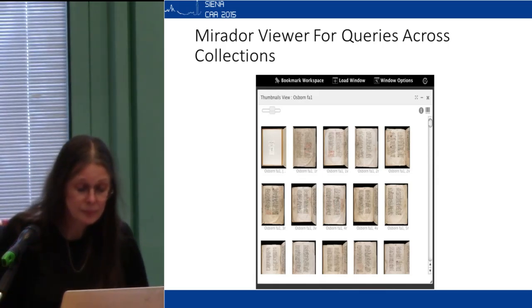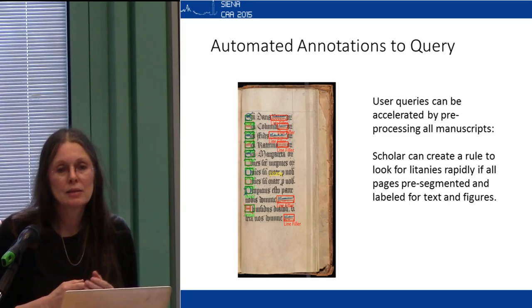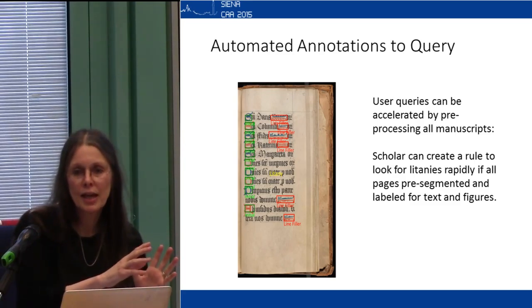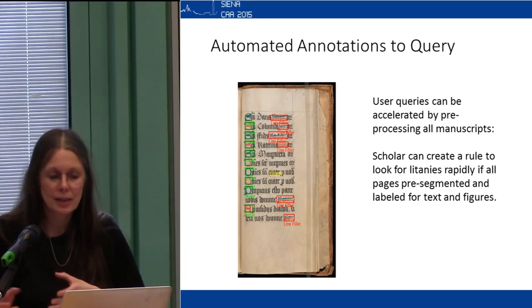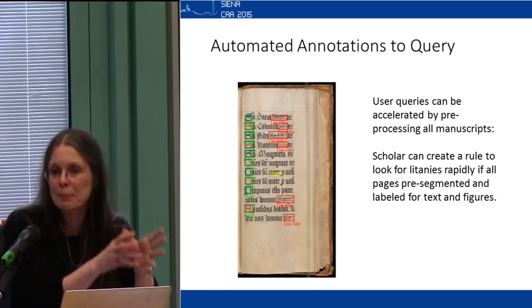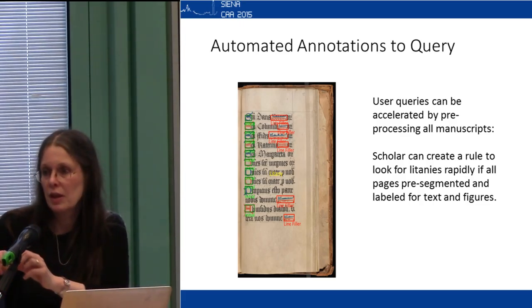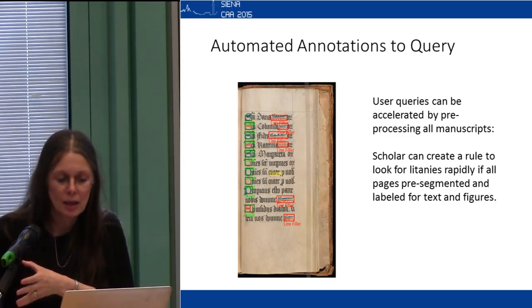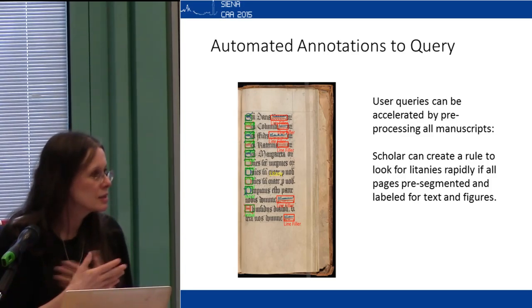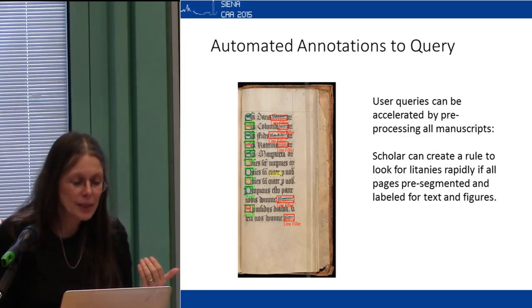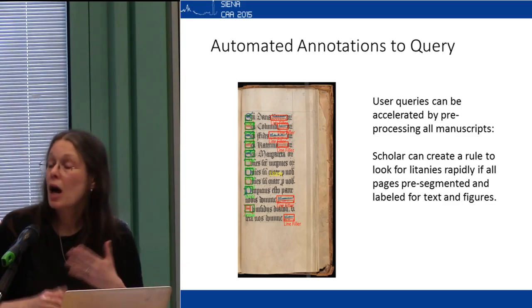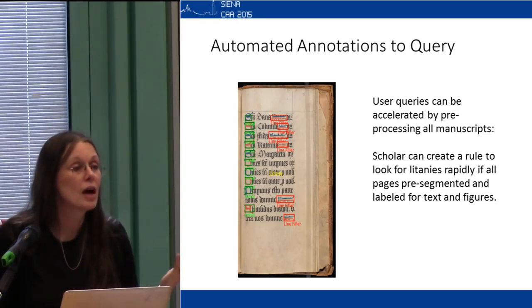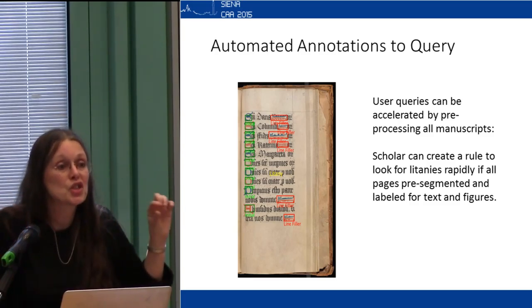But we can do more. One thing we're doing is automated analysis of all the pages to identify this is text, this is a figure. And once you have that, this text is actually a capital letter, or this figure is very short and long, or this figure has so many colors. We're doing all that kind of analysis across thousands of pages. So we automatically classify capital letters, and we automatically classify these long line fillers, these figures that are very short and long.